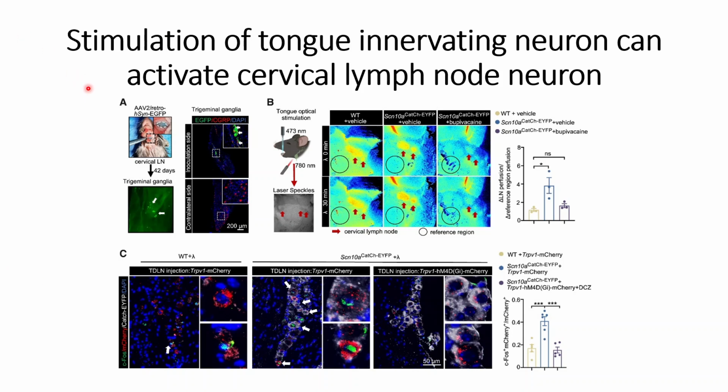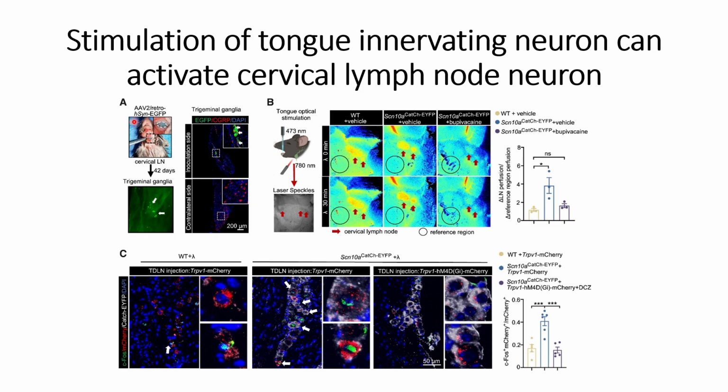In this video we will discuss how stimulation of tongue innervating neurons can activate cervical lymph node neurons. Basically they want to show that stimulation of a neuron at one side can activate the neuron on the other side or at another organ. So first they check whether their system is able to transduce their reporter specifically in a specific part of the neuron or not.